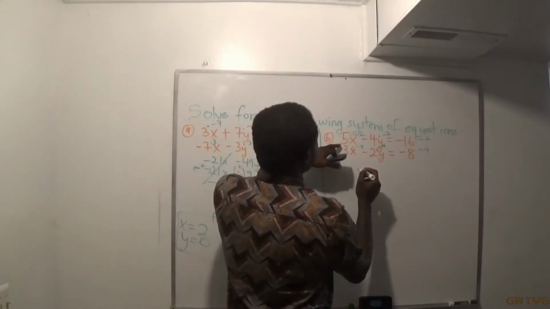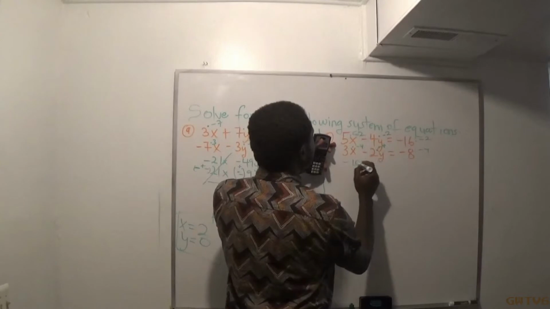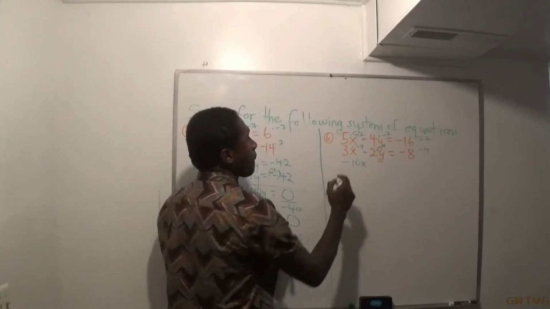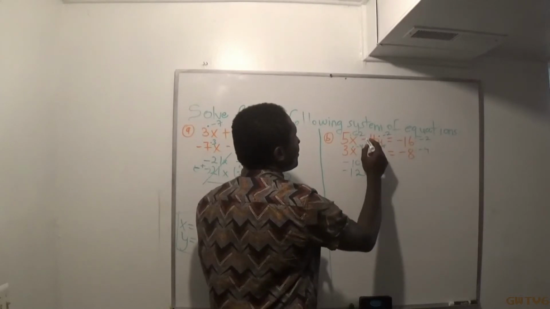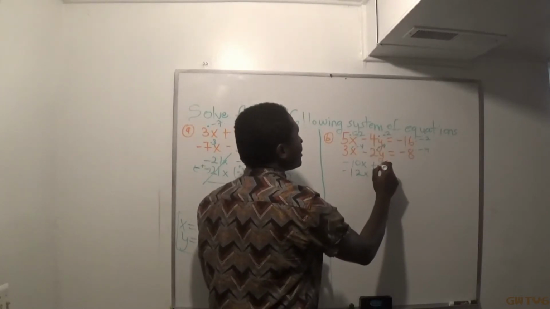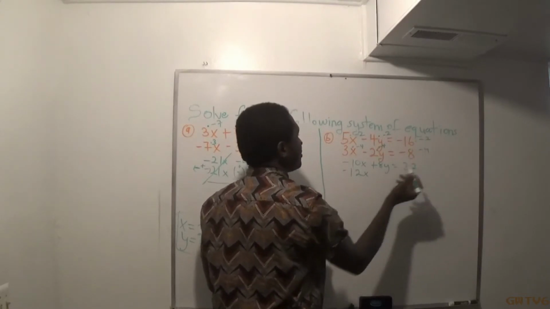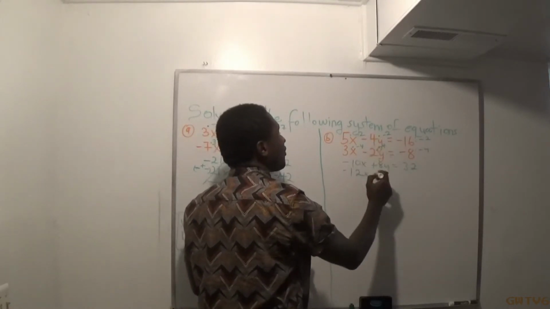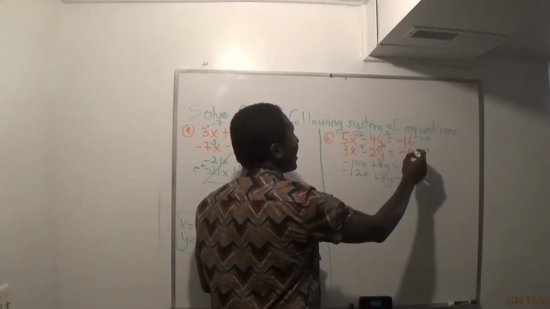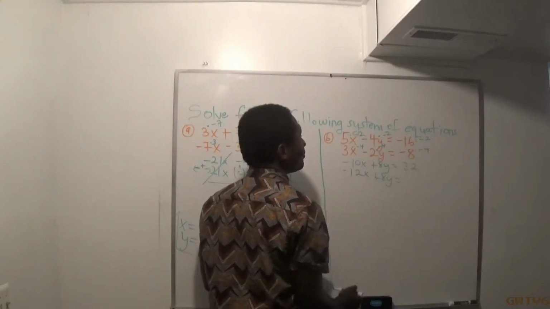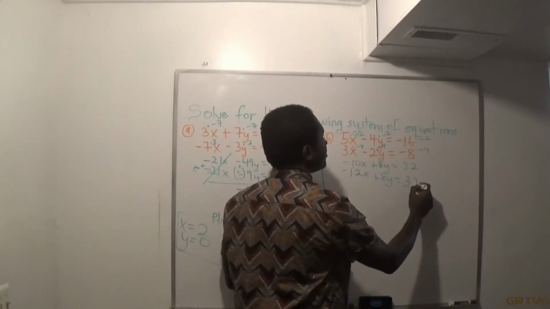So now, 5x times -2 is -10x. 3x times -4 is -12x. Keep going. -4 times -2 is positive 8y. -6 times -2 is positive 12. -2 times -4 is positive 8. And then the y, -8 times -4 is positive 32.